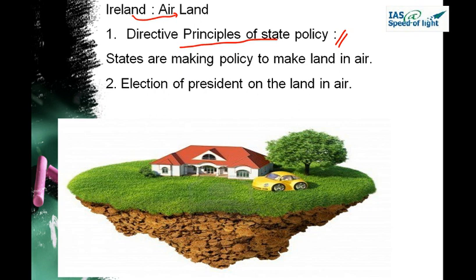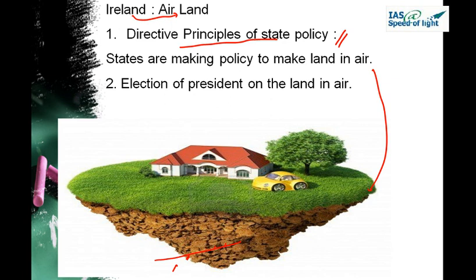States are making policy to make land in the air, okay. So this is land in the air, it is not on the earth. Now the countries are making policies to make land in the air, because there is so much shortage of land on the earth. Their policy, their directives, are towards making land or making people live in the air. So Ireland, we are linking it with the directive principles of state policy.